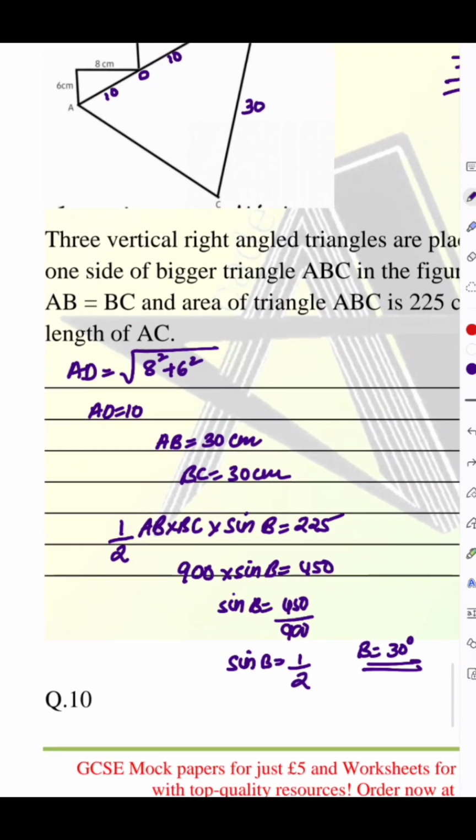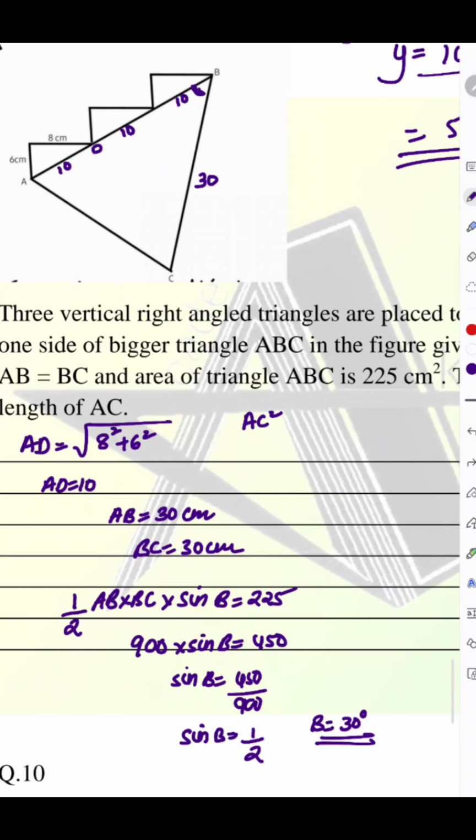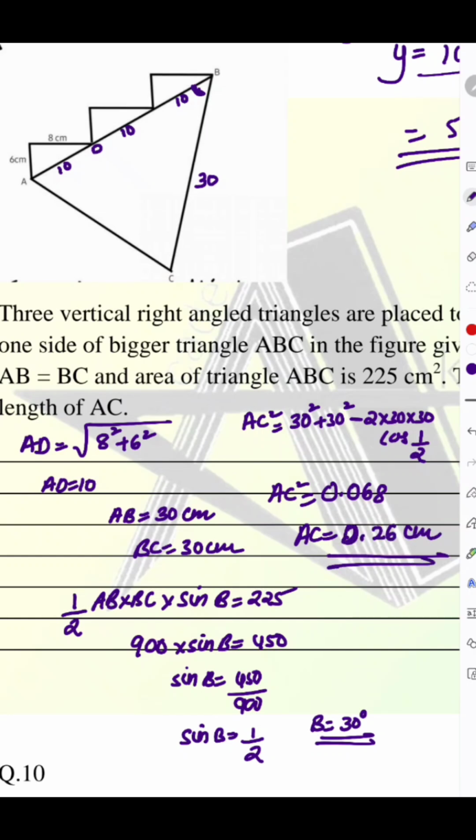So the cosine rule says this side AC squared is equal to the sum of squares of the other two sides. So 30 squared plus 30 squared minus 2 times 30 times 30 times cos of 30 degrees. So from here AC squared is equal to 0.068 and the root of it will give you 0.26 centimeters. Oh, this comes out to be very small, but this is how you'll solve it.